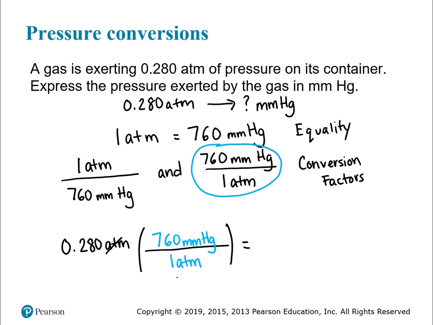Make sure that the units cancel. They do, and we'll end up with millimeters of mercury at the end. To put this into your calculator, you're just taking 0.280 and multiplying by 760. With sig figs, which we need 3, 213 millimeters of mercury should be your answer. I encourage you to try this in your calculator. Make sure you get the same thing.